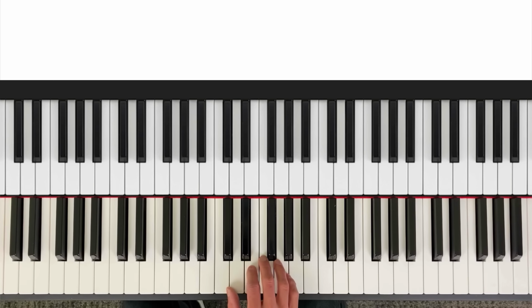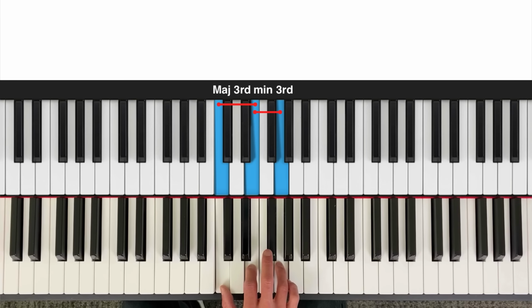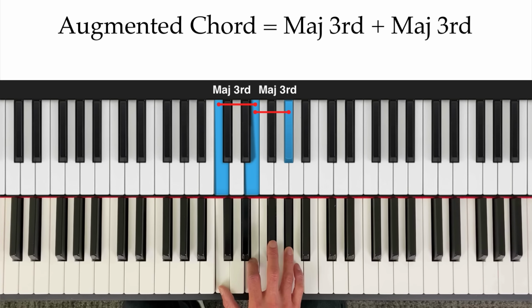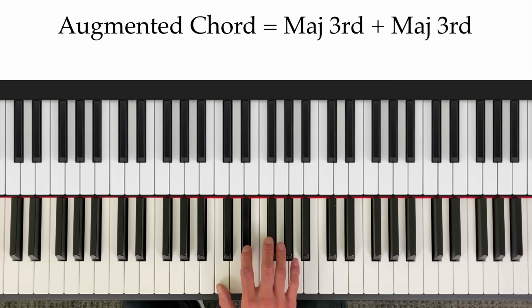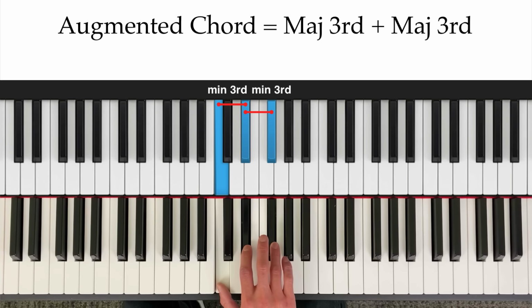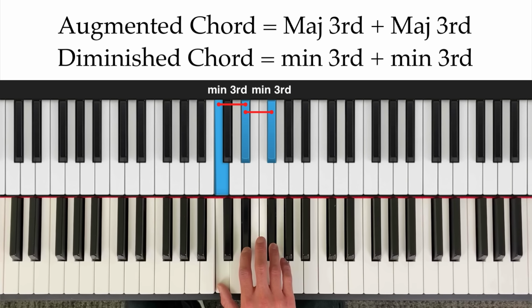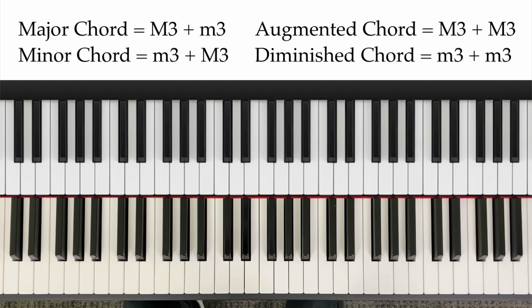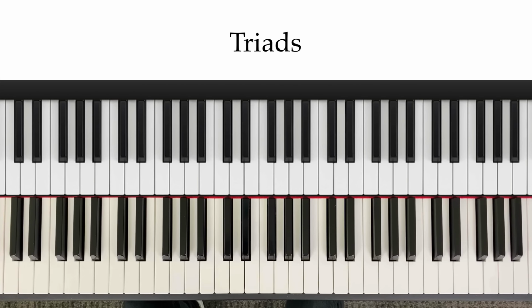All right, so our major chord is a major third plus a minor third. And if we have a major third plus a major third, this is called an augmented chord. So 2 major third intervals is an augmented chord. 2 minor third intervals, this is called a diminished chord. These 4 chord types, major, minor, augmented, and diminished, are called triads. Tri means 3, so these are 3-note chords.